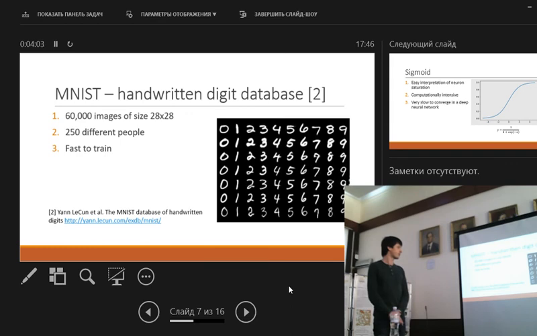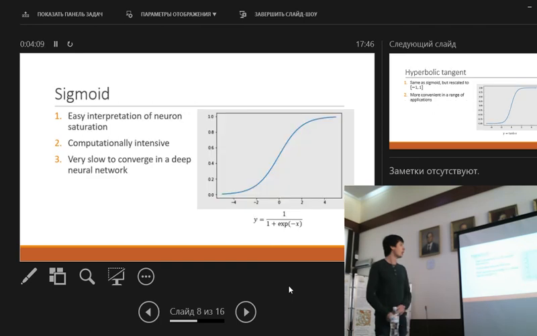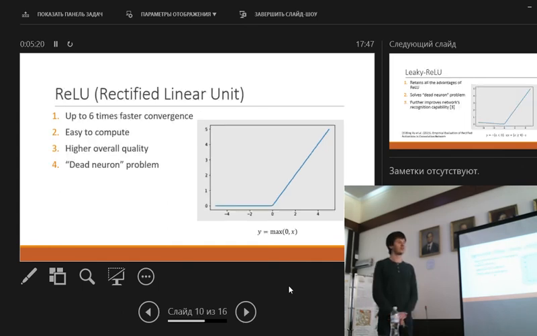So let's go next. The first activation function is the sigmoid activation function. It has a range from 0 to 1. It has an easy interpretation of neuron saturation. But it's really hard for a computer to compute, because the exponent is computationally intensive.